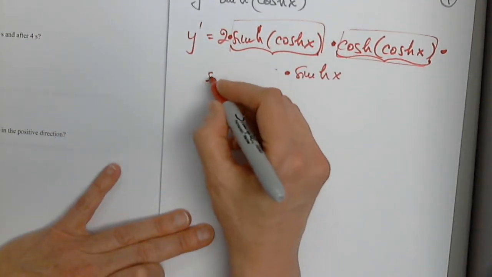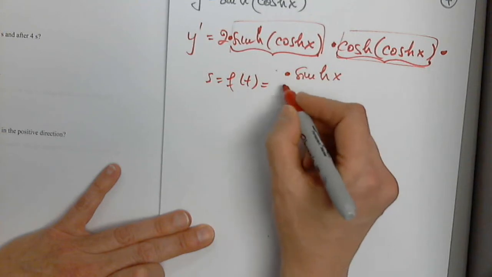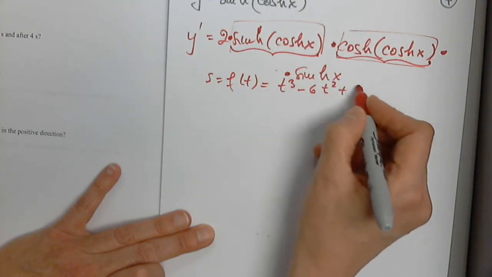So we have s or f of t equals t to the third minus 6t squared plus 9t.